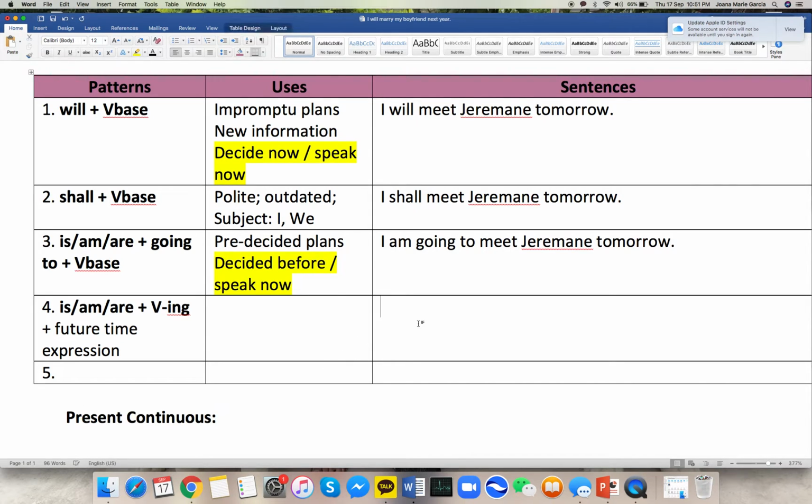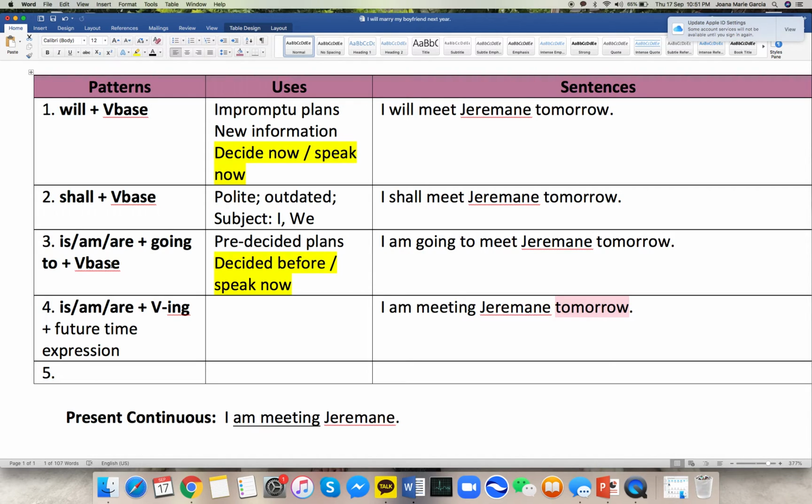Right, so for example, let's compare that. I am meeting Jermaine tomorrow. This is the future time expression, tomorrow. Because if I just say I am meeting Jermaine, since I use the present continuous form of the verb, the meaning of this sentence is actually I'm meeting him now, right at this moment. So the future time expression, tomorrow, is very important.